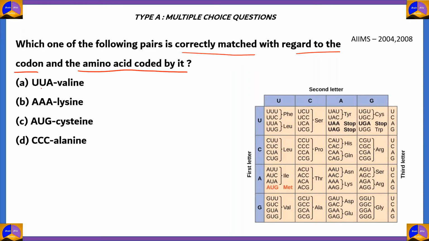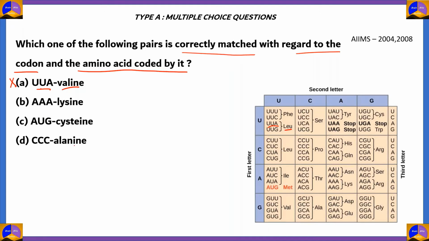Option A states that UUA codes for valine. Let's find out UUA. That's right here. However, it codes for leucine. And valine, which is VAL, is coded by GUU, GUC, GUA, GUG. So none of these are similar to UUA. So option A is incorrect.